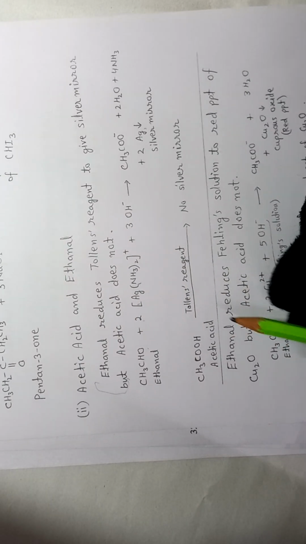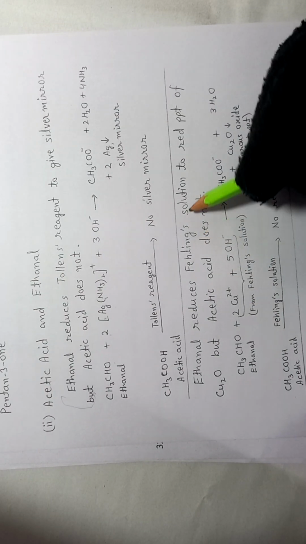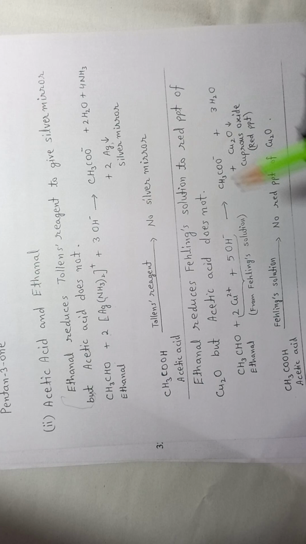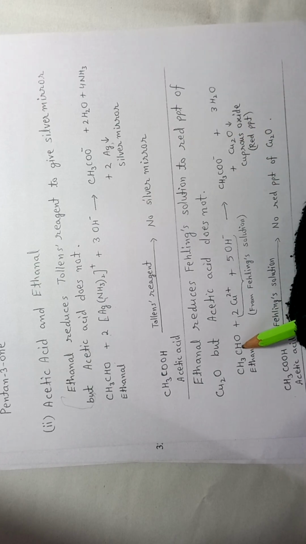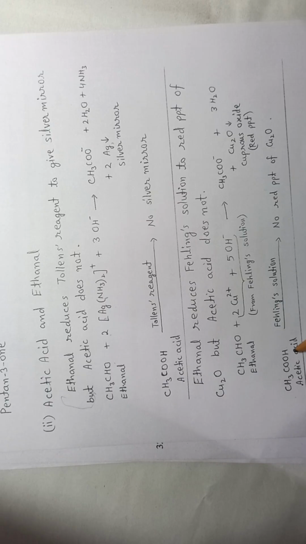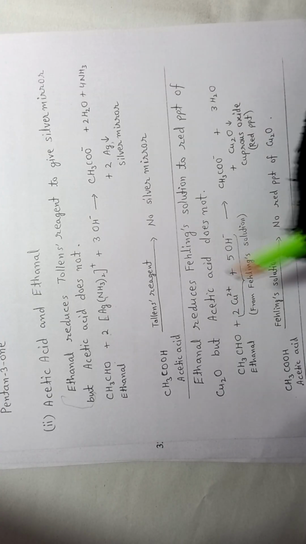Here is another I have given: ethanol reduces Fehling solution also, to a red precipitate of Cu2O. This is red because of ethanol, as it is an aldehyde group. Acetic acid does not produce the red precipitate of Cu2O, cuprous oxide. So this way also they can be distinguished.